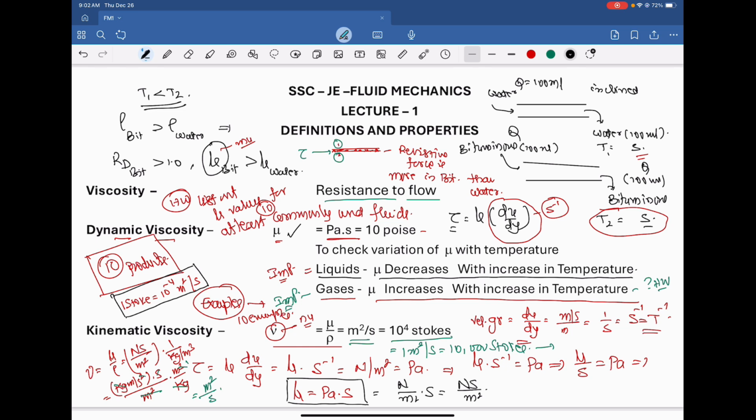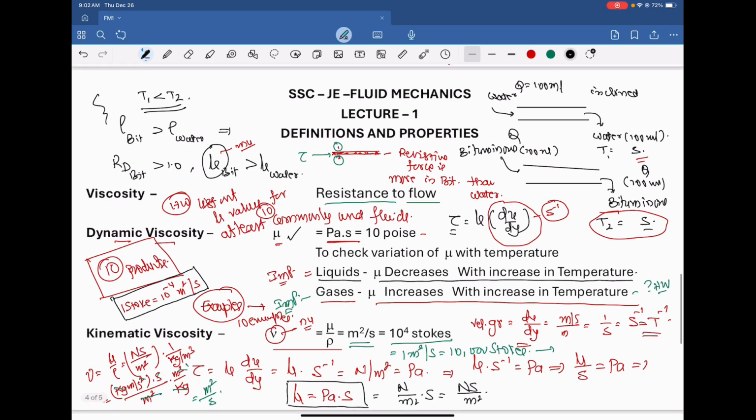This is how these are all the different definitions. It is only half done. In the next lecture, I will continue with the definitions and properties. I may be taking a little longer on this, but it's very, very important.